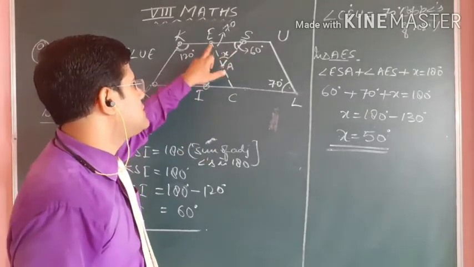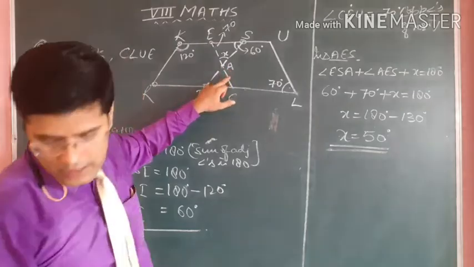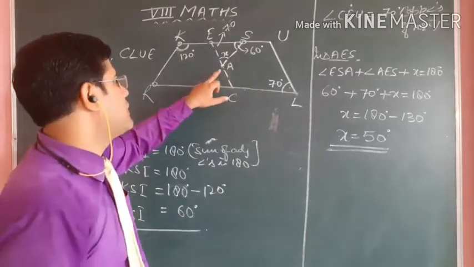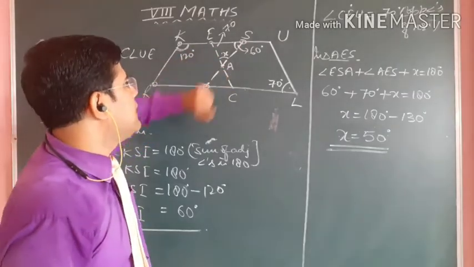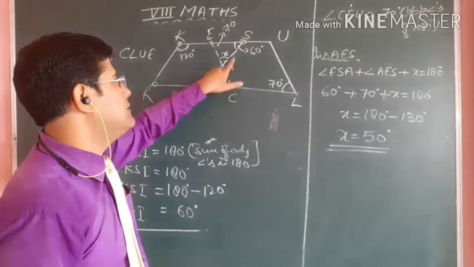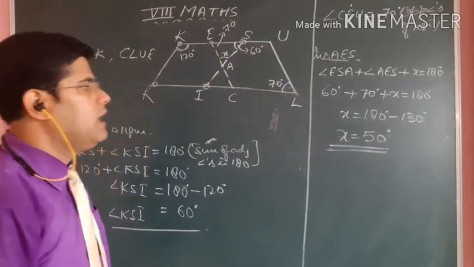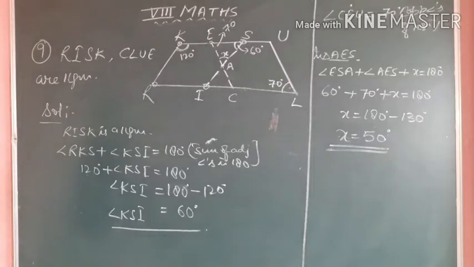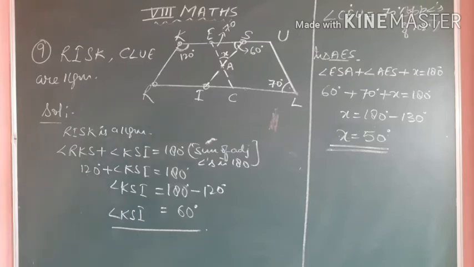Now we have a triangle. I just put a vertex A here, because it is not given in the sum. So I put A here. Here AES. Now A is X. This one is 60 and that one is 70. They will make together 180. Now when we transpose the sum of 60 and 70 to the other hand, it will subtract from 180 and we have our answer, 50 degrees. Okay students, now we have done question number 9.